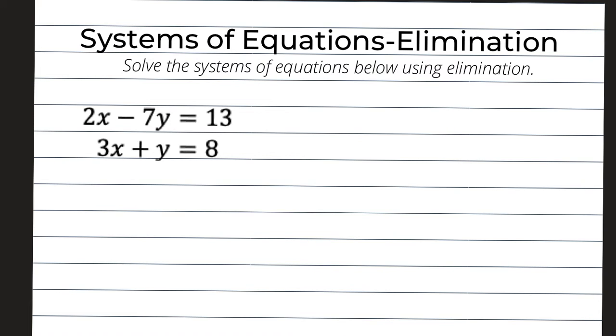In this video, we're going to look at some more complicated elimination problems. These ones, you won't be able to just add or subtract the equations. You're going to have to multiply one or both of them to get a common but opposite coefficient.